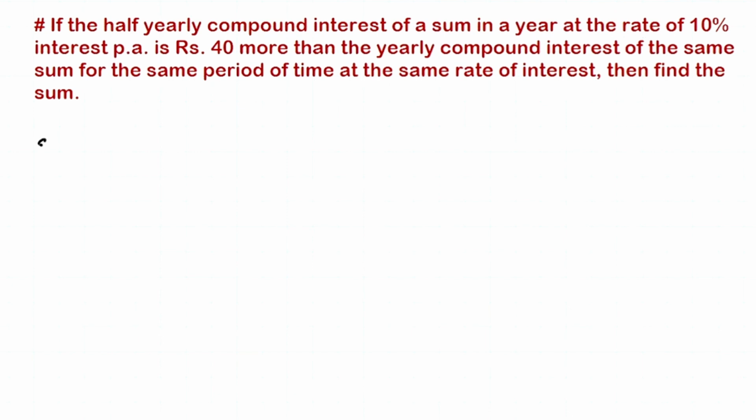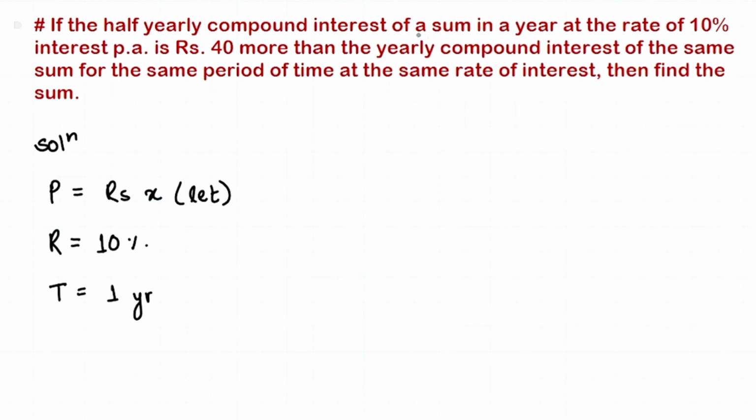Okay, so first let's just write the given things, right? So we have the solution. We need to find the principal amount. Okay, we need to find the sum. So we are going to assume our principal as rupees X. We don't know how much money we have deposited in a bank. So let's assume this as X. And then we have our rate of interest as 10%. And finally, we have our time as 1 year. So here in our question, the question is saying in a year, okay? So a year means 1 year.